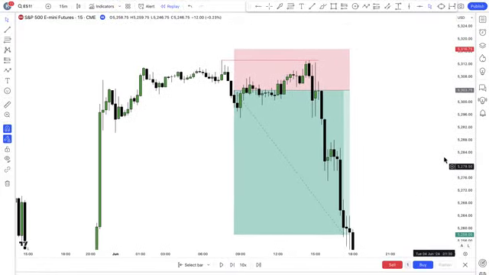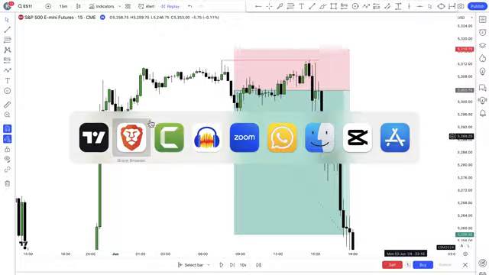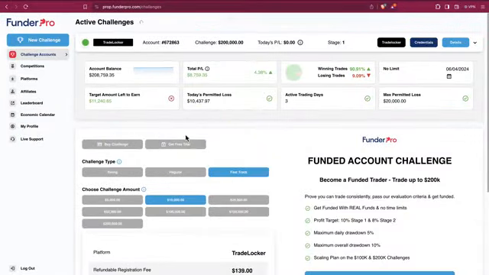There is another one on gold. I am not just showing you these things, guys. I have proof that I am making money from it. It's not like I'm making a video like that. So this is my challenge account that I got recently, 200K challenge account. I have already made $10,000 profit in 3 days straight.